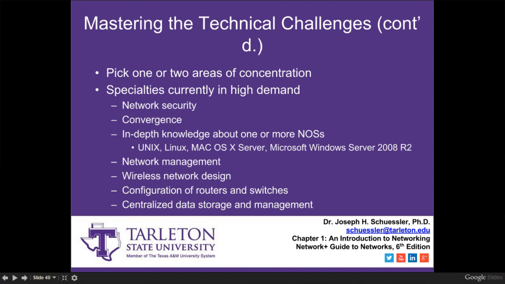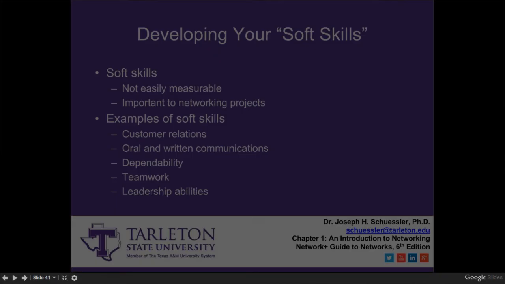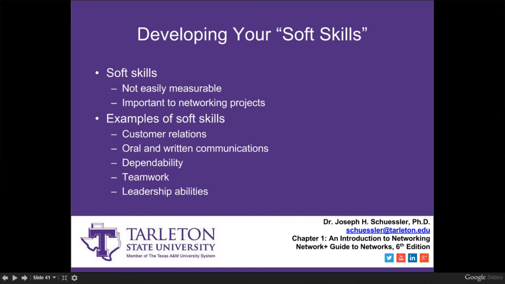Gain in-depth knowledge about one or more network operating systems, whether it be Unix or Linux or Mac OS X, whatever. Get good at network management, wireless network design, configuration of routers and switches, such as Cisco certifications, and centralized data storage and management. Another big one that's not on this list is virtualization. Get really good at that. It's saving companies a lot of money. There's a lot of interest in that, so if you're really good at it, you can certainly set yourself apart there as well.